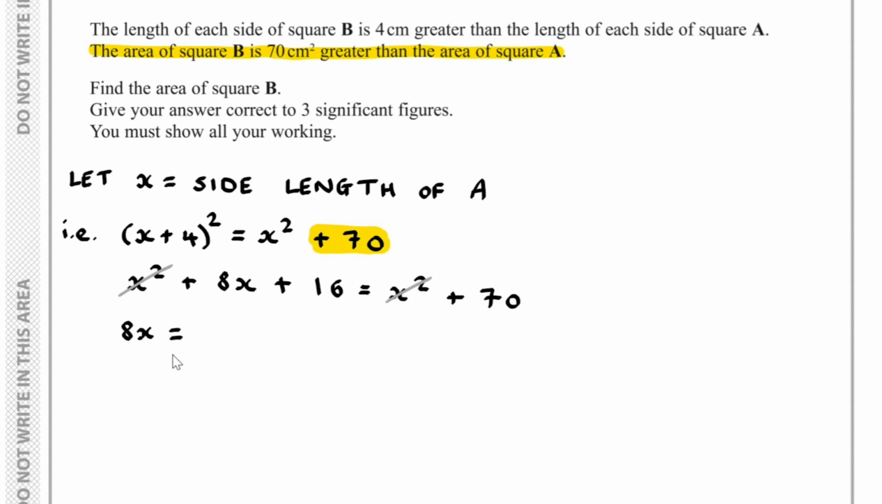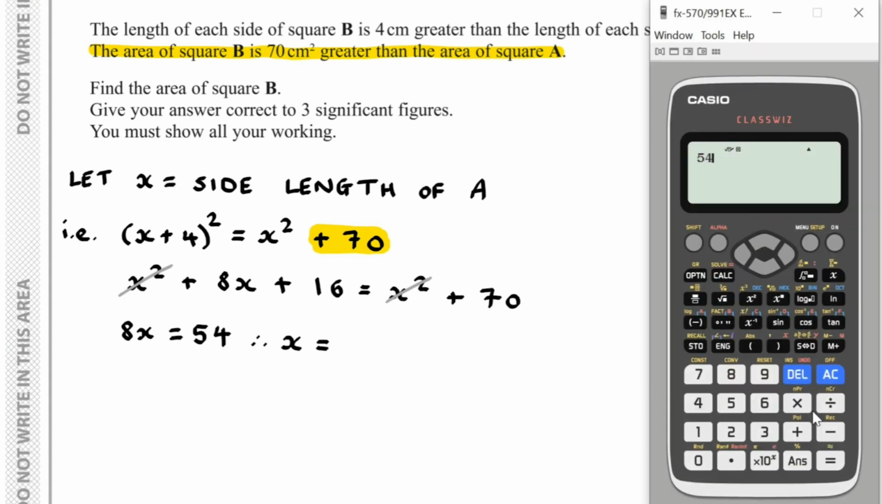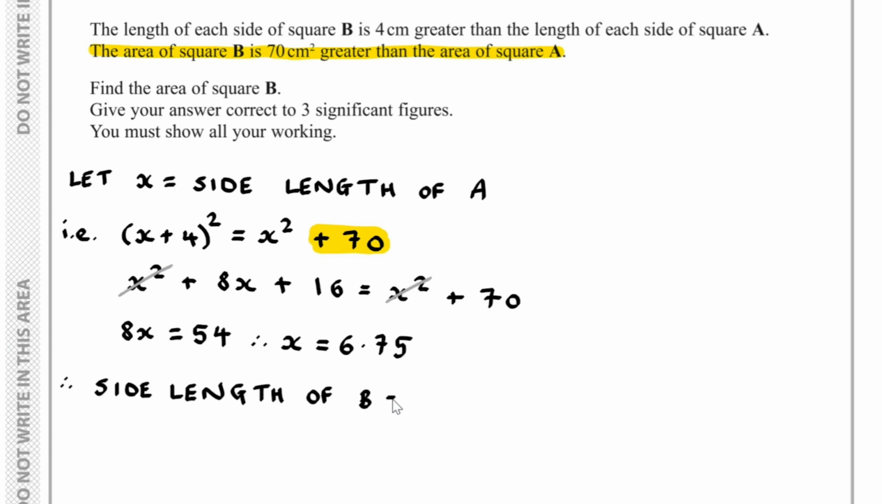Now happily for us, the x squareds cancel on both sides, leaving us with 8x equals 70 subtract 16, which is 54, and so therefore x is equal to 54 divided by 8, which is 6.75. And so therefore the side length of B is equal to 6.75 plus 4, which is 10.75.